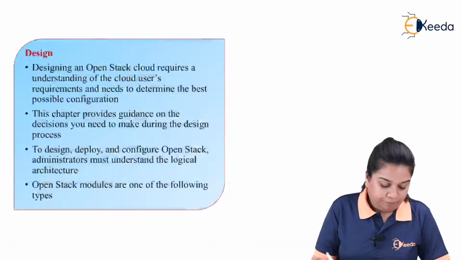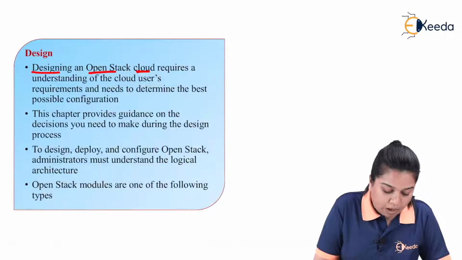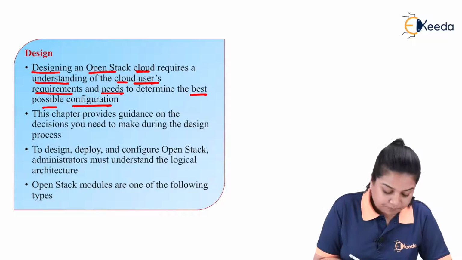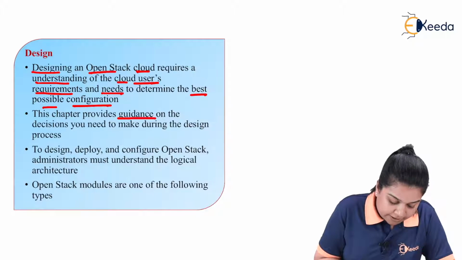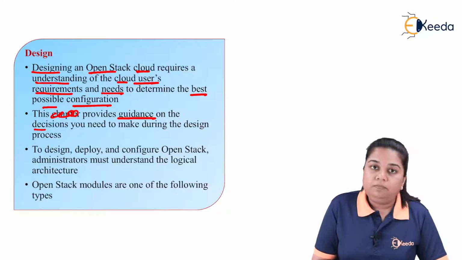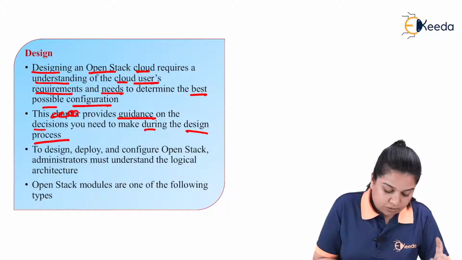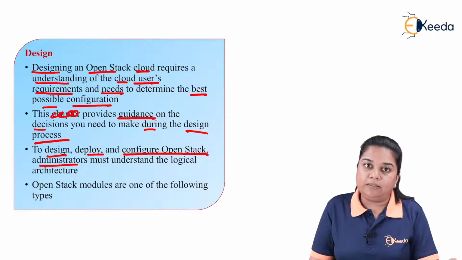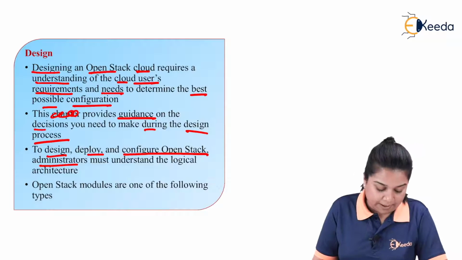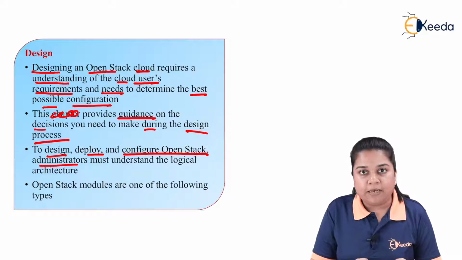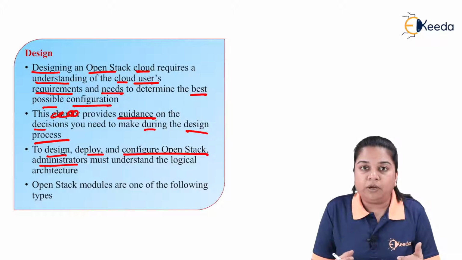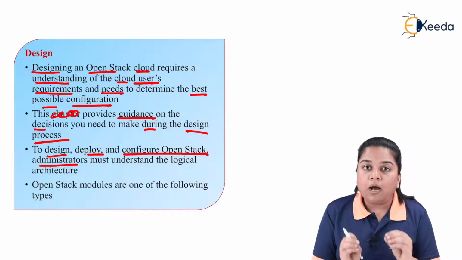Now, the design. Designing an OpenStack cloud requires an understanding of the cloud users' requirements and needs to determine the best possible configuration. Here, it provides guidance on the decisions you need to make during the design process. To design, deploy, and configure OpenStack, administrators must understand the logical architecture, as we have seen in the previous diagram. That means what all things are present there, how you can get into that particular section of the cloud, the accessibility provided, and how services communicate with each other.